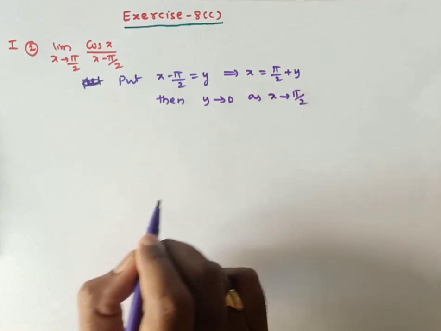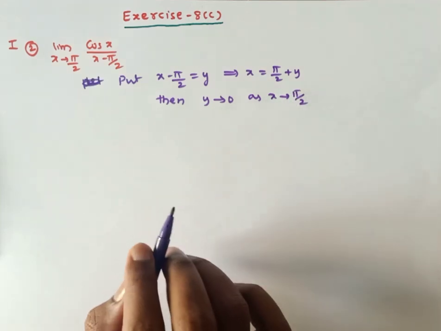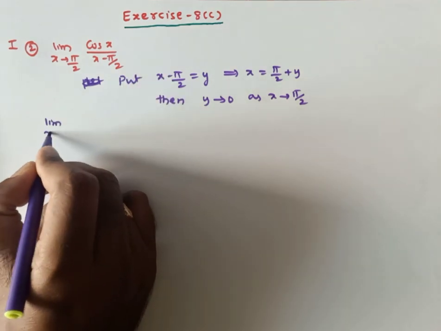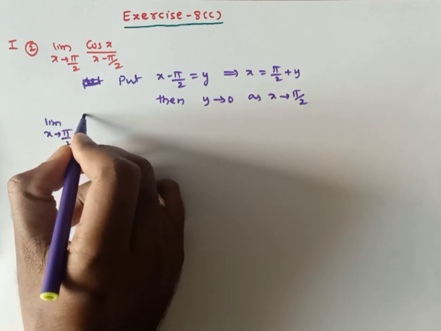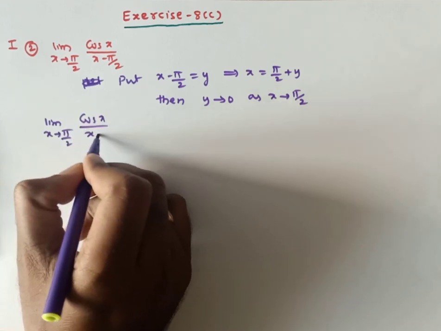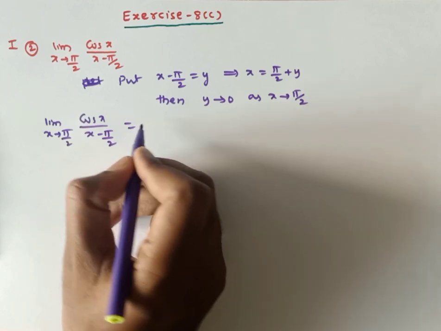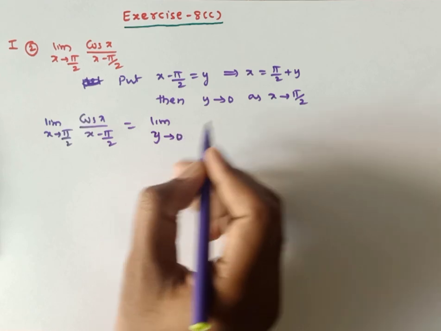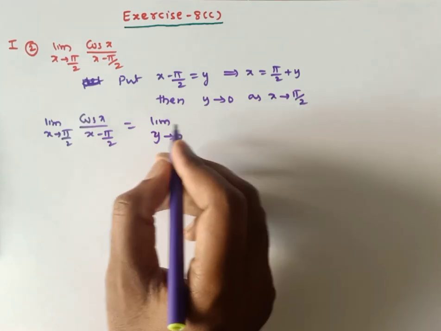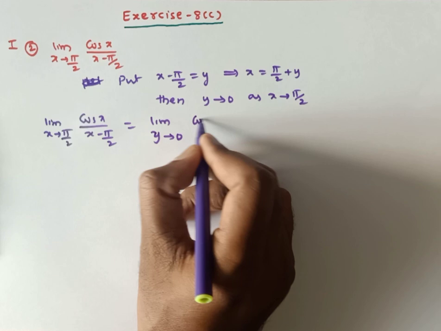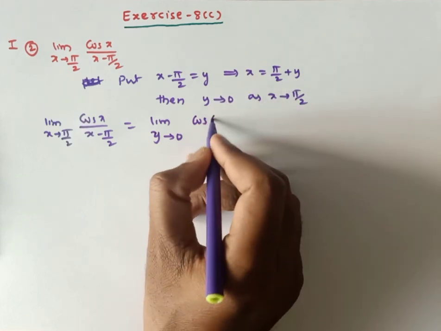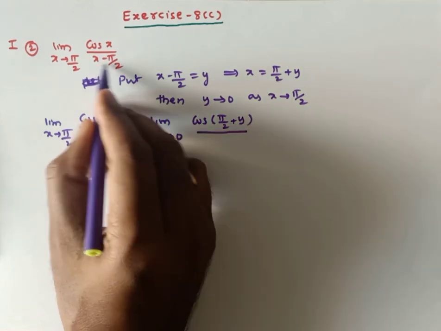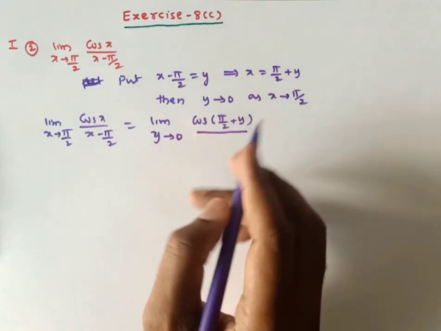So compulsory the y value becomes 0 when the x value is pi by 2. Now let us convert the total problem into y. So the given function is limit x tends to pi by 2 of cos x by x minus pi by 2. Now substitute all those values. So it is limit y tends to 0, since when x is pi by 2, y is 0. And cos of x means x can be written as pi by 2 plus y. So it is cos of pi by 2 plus y by, now x minus pi by 2 can be written as y.